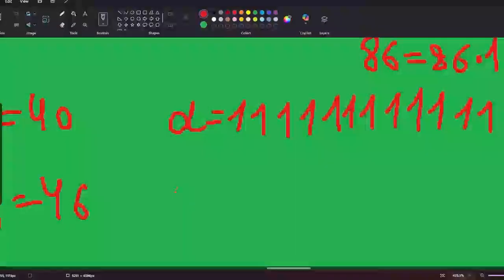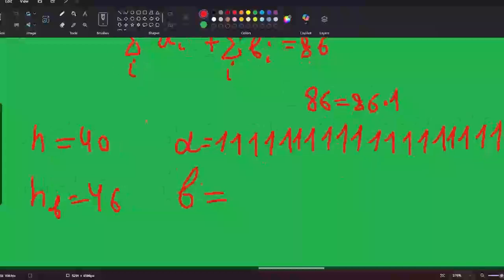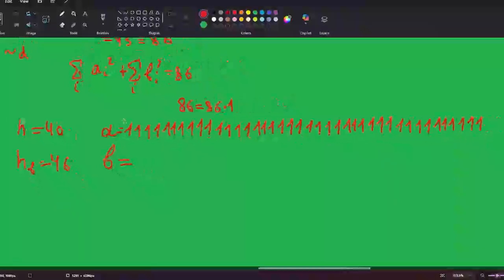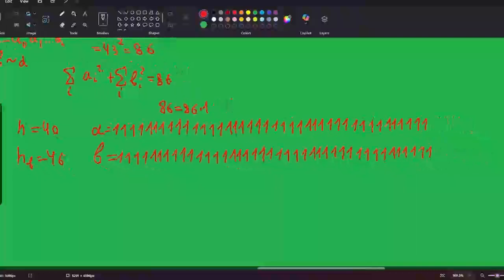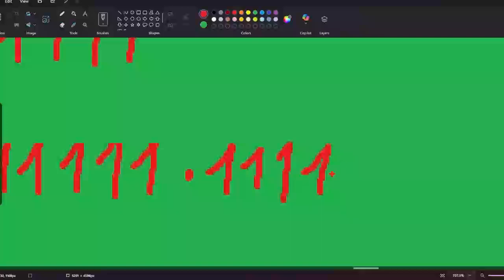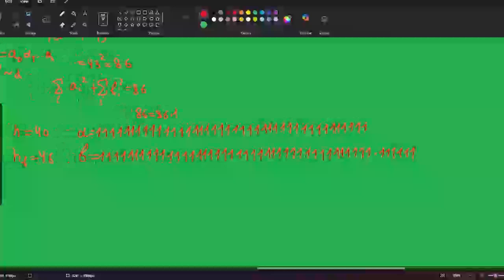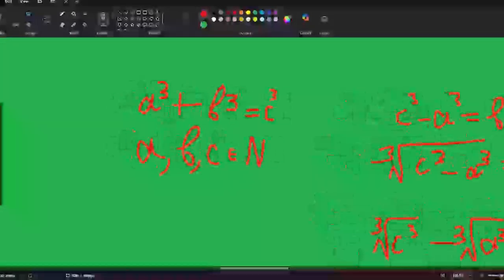As for B, it's gonna be a similar case. However, we have to multiply it by 1, 1, 1, 1, 1, 1. Okay, great. Now, this is gonna be the solution to this equation.